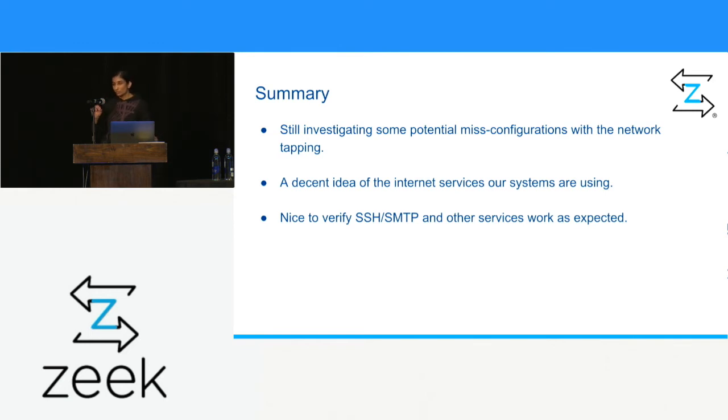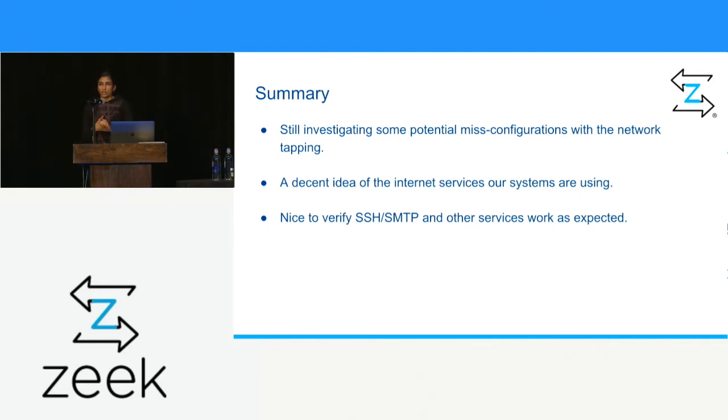So we are still trying to figure out where exactly the pain point in the network is, or trying to pinpoint where exactly the problem lies. It's still in progress. We haven't figured it out yet. So that's why we are still investigating that. And again, just enabling those scripts gave us a decent idea of what internet services our clients reach out to. It gave us a basic good picture of these are the 15 services you are actually seeing your servers reaching out to. So that was nice to know.